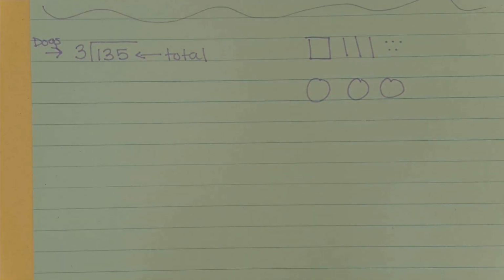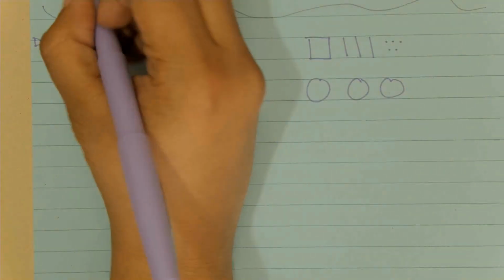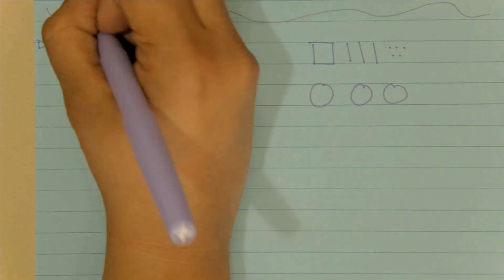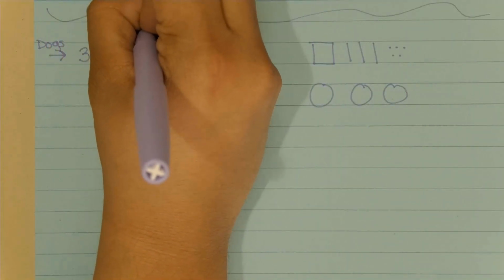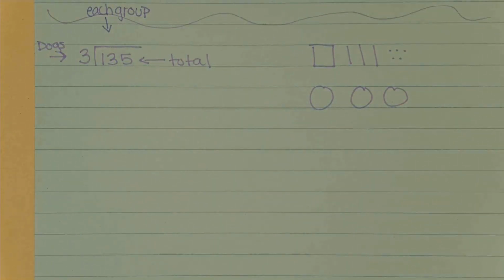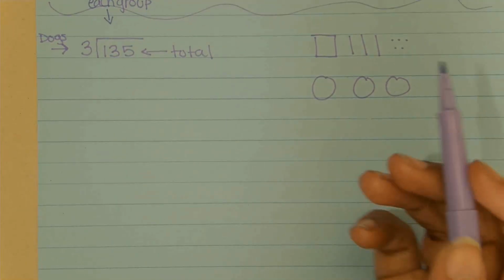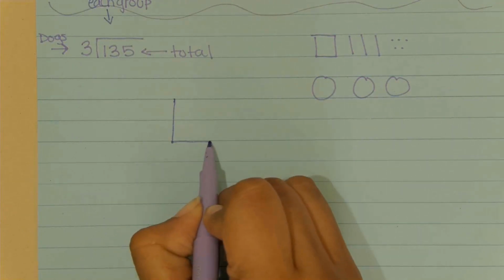So again, I have 135 dog treats, and I have 3 dogs. So over here, this will be my quotient. It will tell me how much is in each group. So let's go ahead and get started. So here again, I have my pictorial drawing. I'm going to redraw here. This is my flat.